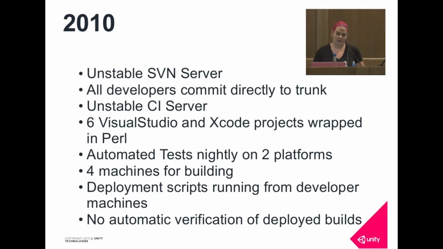Our code base was set up in such a way that we had an unstable continuous integration server on top of the unstable Subversion server. And our code base was being built with static Visual Studio and Xcode projects that were all wrapped up in Perl. Perl was the legacy choice. We still have Perl in our code base for legacy reasons, but we didn't really have a low-level build system. We just had a bunch of project files that some Perl script was sort of gluing together.